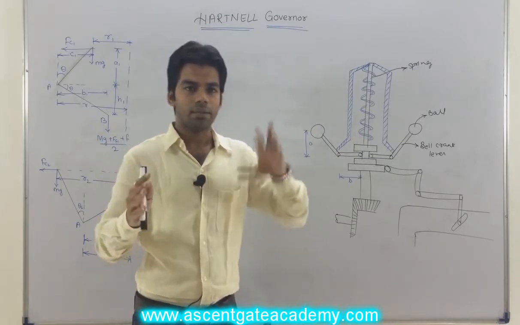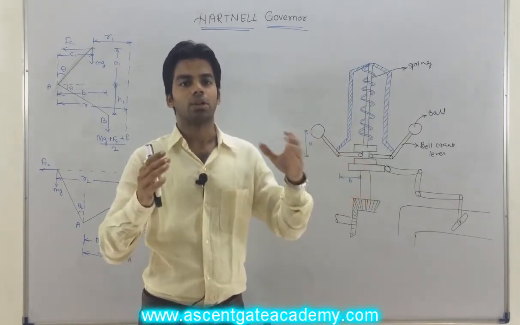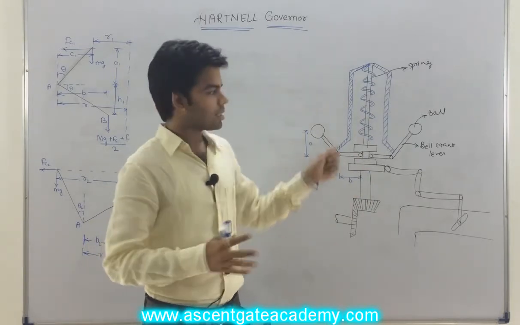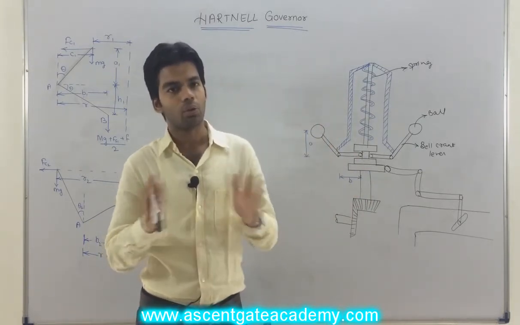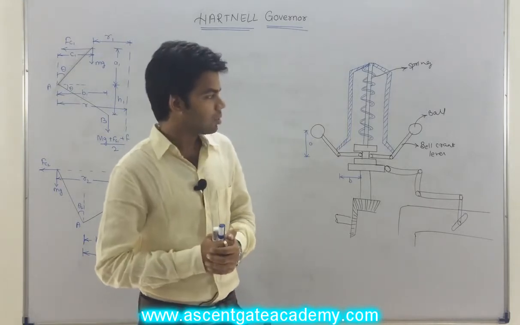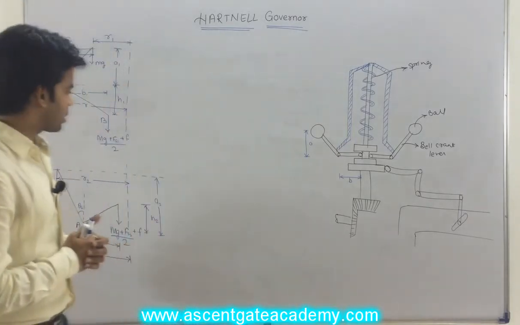Function is same. In the previous type of governor, the control was because of gravity. In this, the control is because of a spring. This is the only difference between the two. Getting this now? Okay, so this is the Hartnell spring control governor.